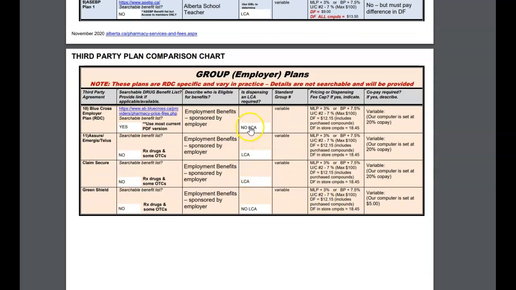And then for these group plans, our Blue Cross plan that we have determined for RDC use does not require an LCA, and our Green Shield folks as well do not require an LCA. Again, these are specific to our use and tailored for us in our space, not reflective of what you would see in practice. So you can take this for yourself and just move it forward, or you can populate your own chart with this information that is here. It might be valuable to do that.